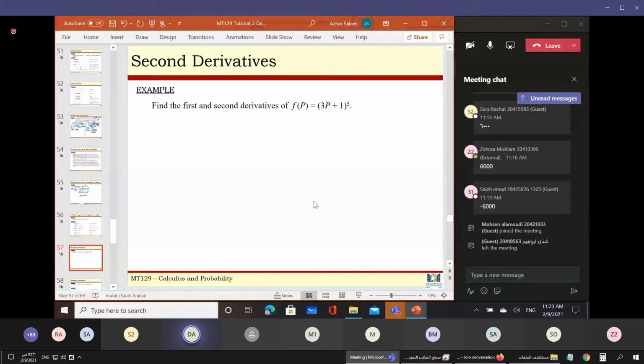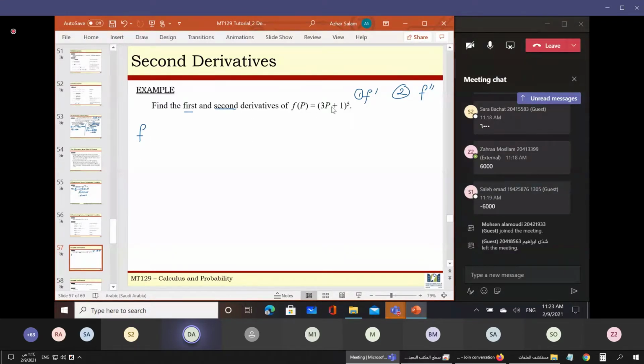Now for another example, it's the same as the previous one, but in addition to finding the first derivative, I have to find the second derivative. So I have to differentiate twice. I have to find f dash first, and after I find it, I have to find f double dash. First derivative and second derivative. First, notice here that my variable is capital P instead of x. It's just a notation.